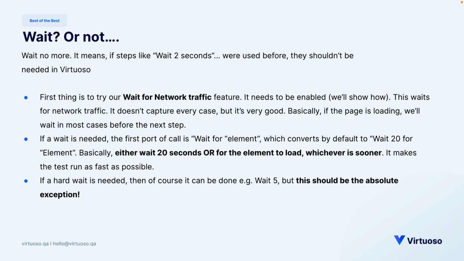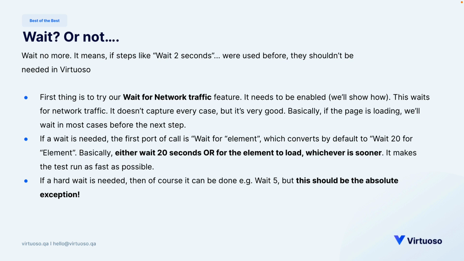Now, if you did need to put in a wait time, instead of waiting 2 seconds, which typically people put in the longest amount of time for the application to load, but when the application is running quickly, it means the test is running slowly. You can do a dynamic wait. So wait for elements, so it might be wait for dashboard, which converts to wait 20 seconds for the dashboard. So either it waits 20 seconds or for the element to load, whichever's quickest. So it allows the test to run really quickly.